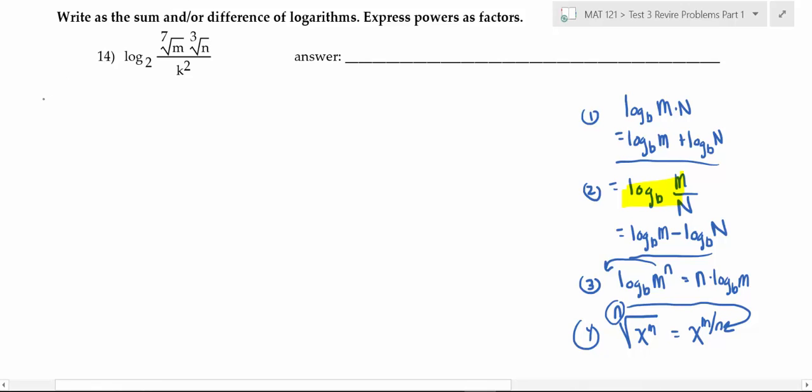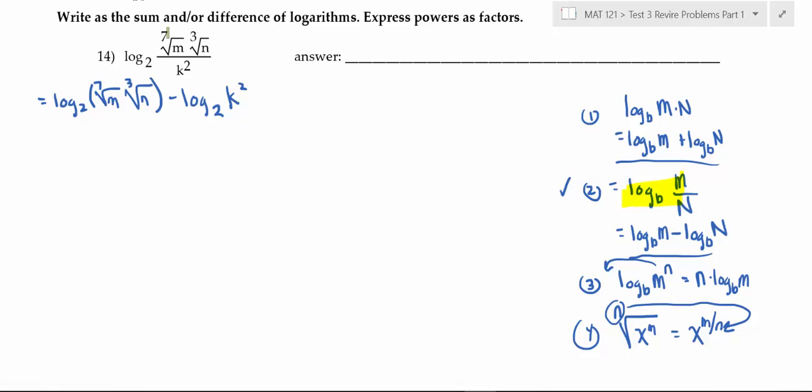So step one is we're going to write this as log base 2. And I'm going to put this in parentheses. You don't actually have to do that. But seventh root of m times the third root of n, minus the log base 2 of k to the second. Okay, so that's step one, to apply that property.